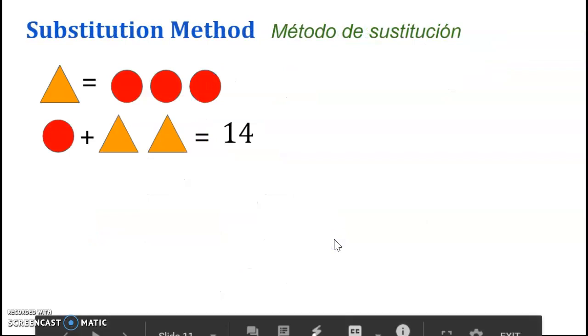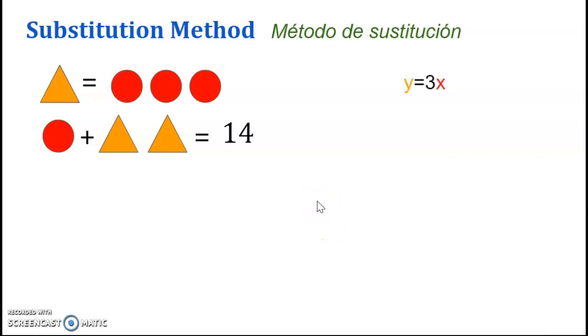Alright, so this is the new method, the substitution method. Let's break it apart. So when you have triangle is equal to 3 circles and circle plus 2 triangles is equal to 14, we can write the y is my triangle and the red circles are my x's. So y is equal to 3x, and in the second equation, that's x plus how many y's do we have? 2 y's. The 2 triangles are 2 y's is equal to 14.